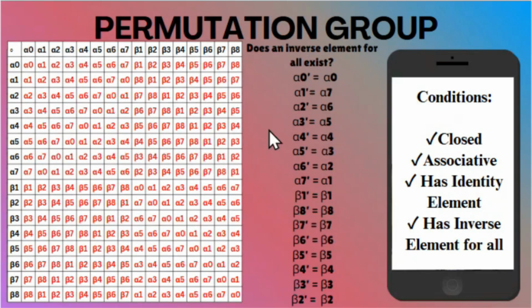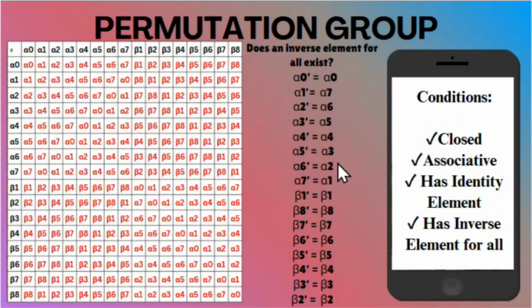Next one, does an inverse element exist for all elements? We have here a sub 0. The inverse of a sub 0 is a sub 0. Then the inverse of a sub 1 is a sub 7. The inverse of a sub 2 is a sub 6. The inverse of a sub 3 is a sub 5. The inverse of a sub 4 is a sub 4. And the inverse of a sub 5 is a sub 3. Then the inverse of a sub 6 is a sub 2. And the inverse of a sub 7 is a sub 1.